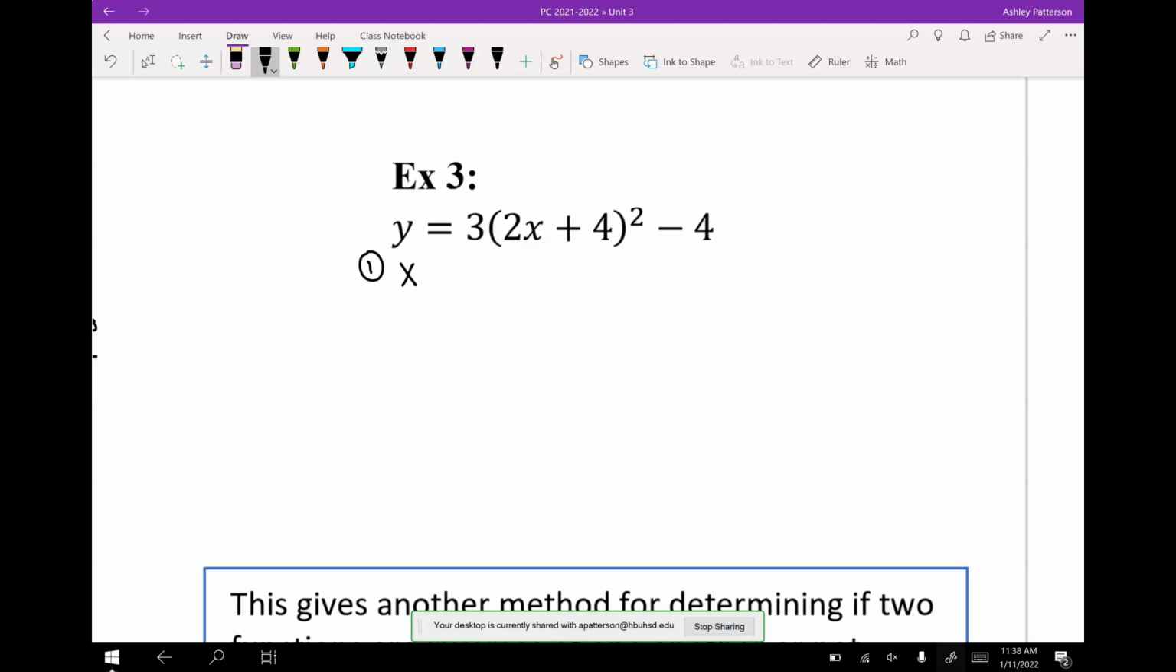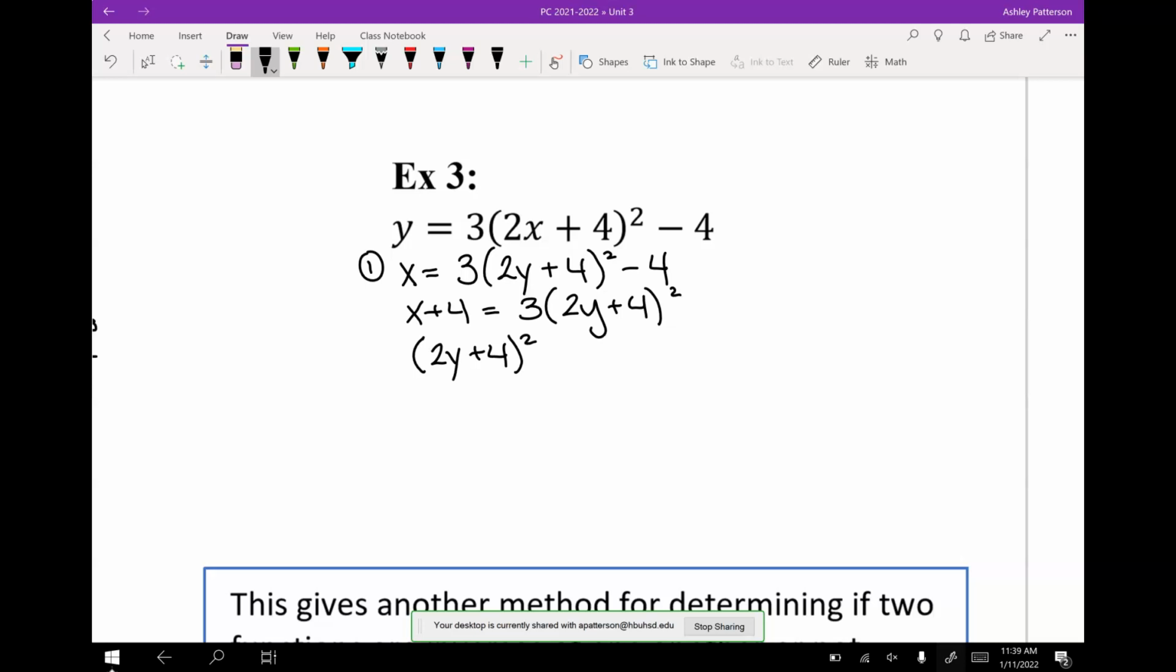Switch the x and y, and I'll actually remember to switch them this time. So x equals 3 times 2y plus 4 quantity squared minus 4. Let's add 4 to both sides. So we get x plus 4 is equal to 3 times the quantity of 2y plus 4 squared. Divide by 3 with me, please. So we get this quantity of 2y plus 4 squared equal to x plus 4 over 3.